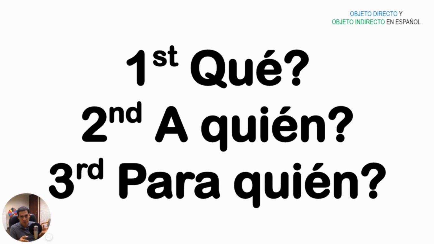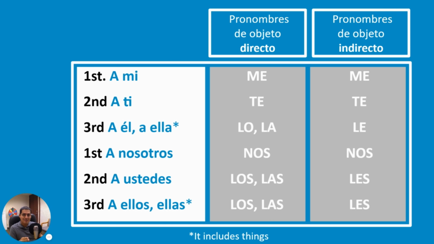Before we start using the direct and indirect object pronouns, let's take a look at the questions that we will use to identify the direct and indirect object one more time. The first question that we need to apply is the question ¿qué? The second question we need to apply is the question ¿a quién? And the third question will be ¿para quién? First question ¿qué? Second ¿a quién? Third ¿para quién? So now let's take a look at what the direct and the indirect object pronouns are.